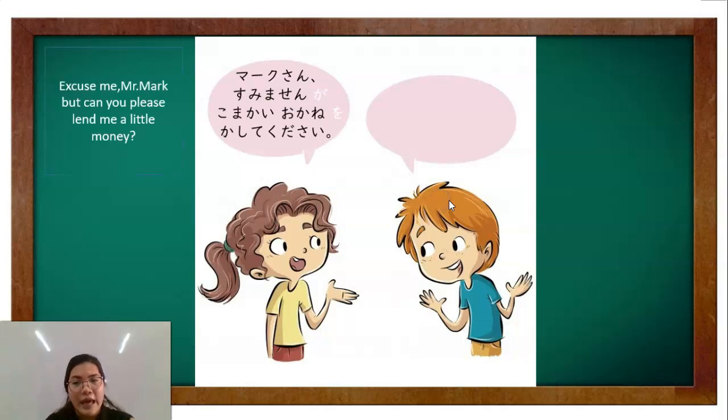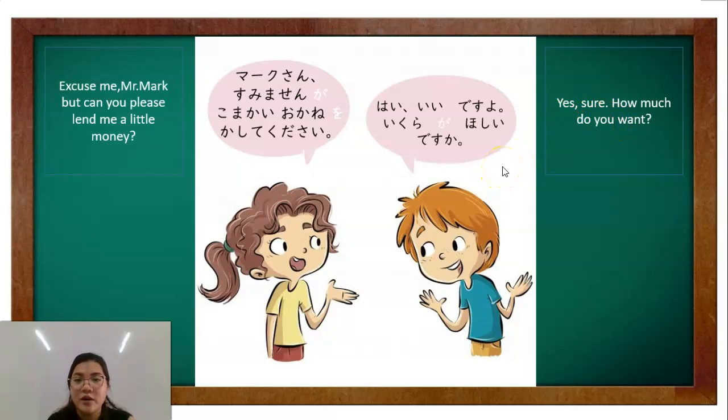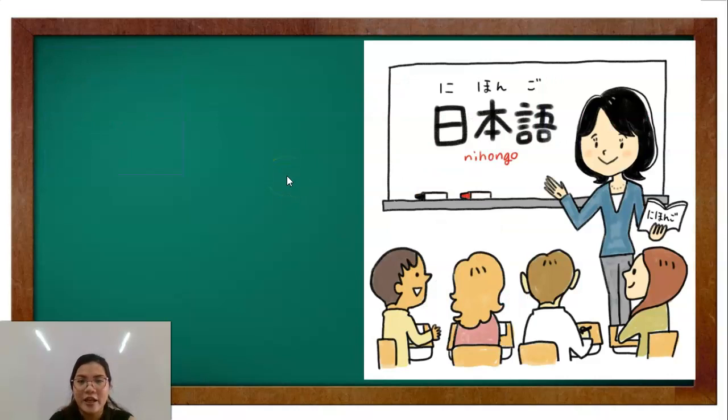Next. Excuse me, Mr. Mark, but can you please lend me a little money? Marco-san, sumimasen ga, komakai okane o kashite kudasai. And he answered, yes, sure. How much do you want? Hai, ii desu yo. Ikura ga hoshii desu ka? Okay? So, pwede mo din siyang itanong for asking, just like this one. Okay, another one.